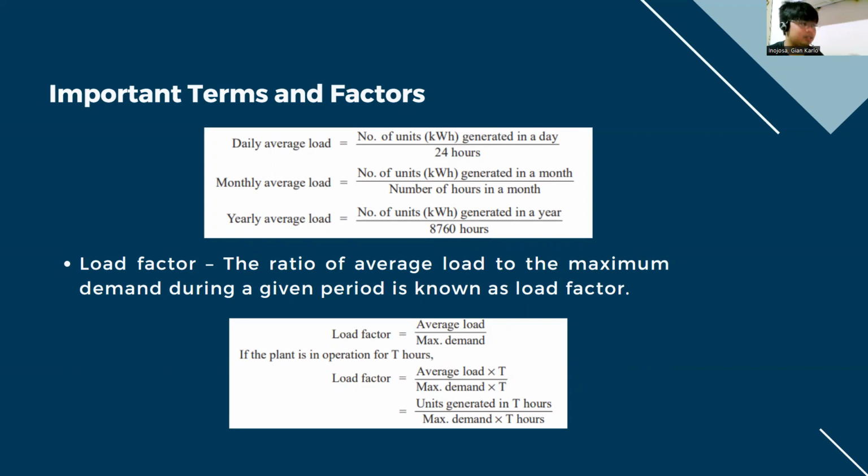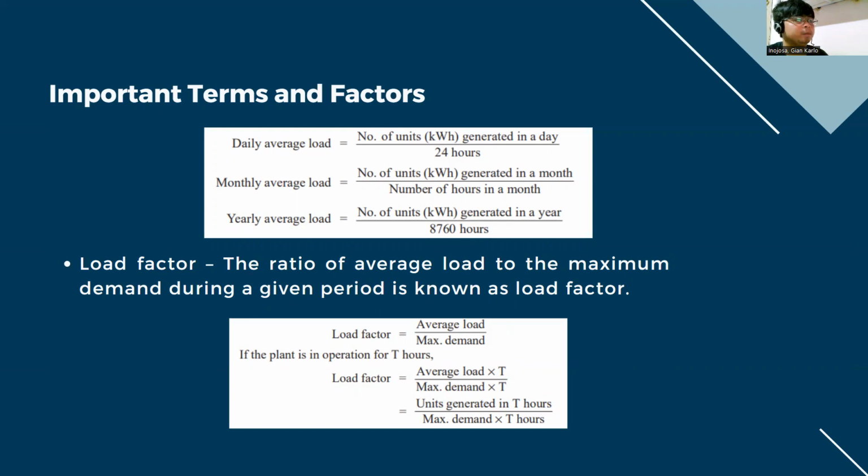8,760 hours. So for our load factor, it is the ratio of average load to the maximum demand during a given period is known as load factor. So for the formula, load factor is equals to average load over max demand. If the plant is in operation for T hours, ang load factor natin is equals to average load times T over max demand times T. Also, units generated in T hours over max demand times T hours.